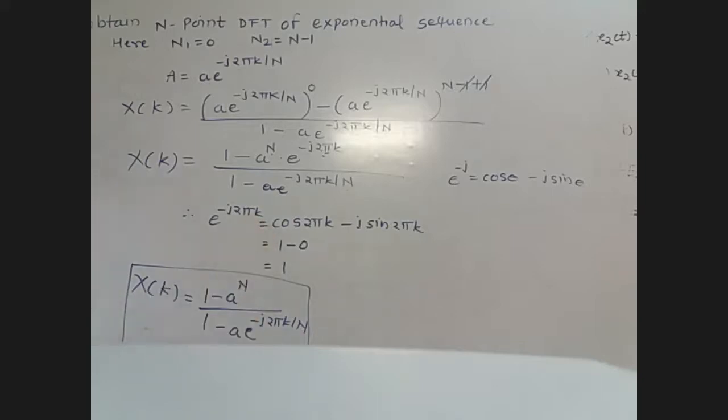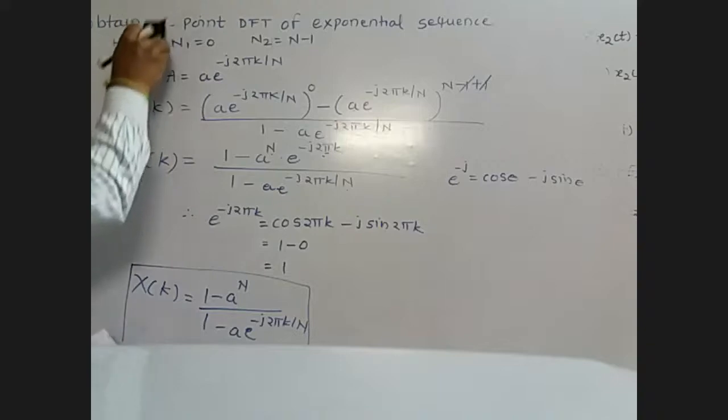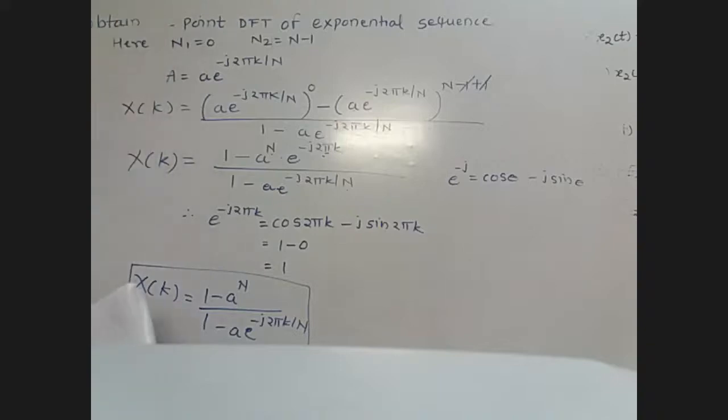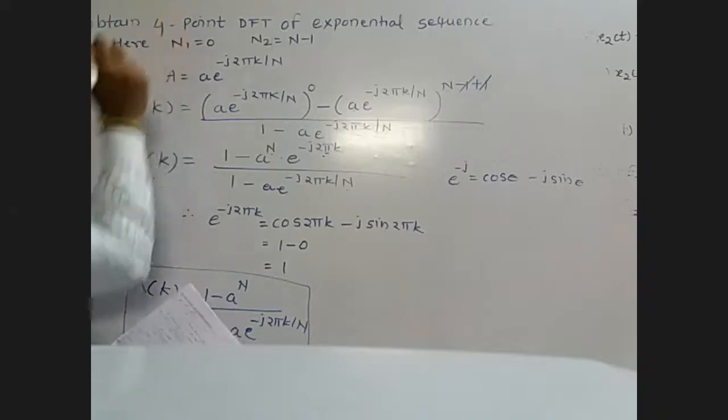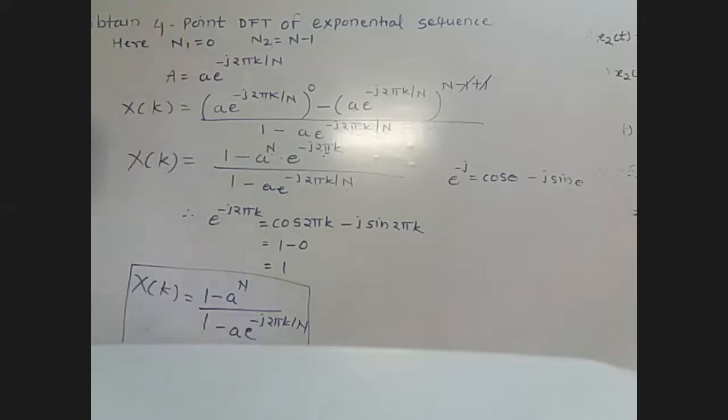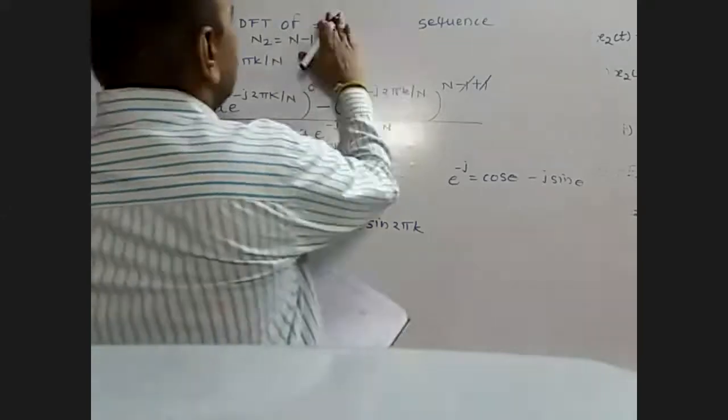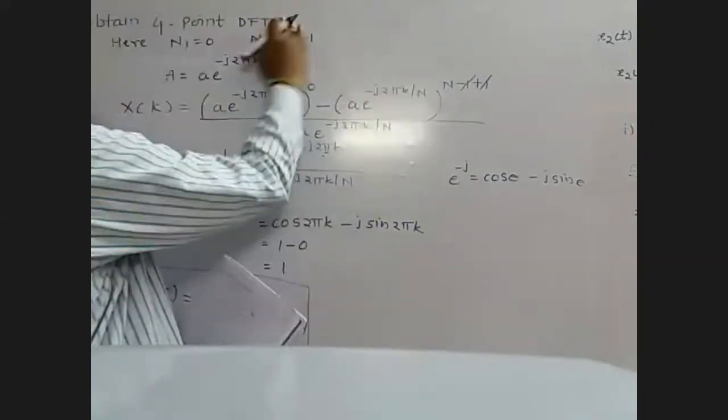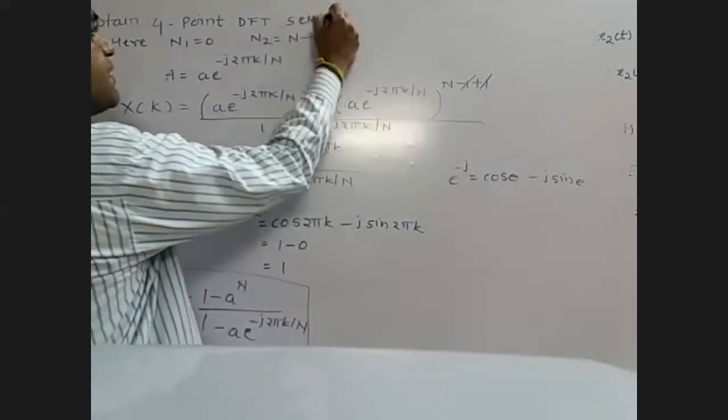Now this is about the second problem. Now we will go for the third problem. Now I am erasing it. Now instead of n point, we will go for the 4-point DFT sequence. For finding the 4-point DFT sequence, I write here: obtain the 4-point DFT sequence.